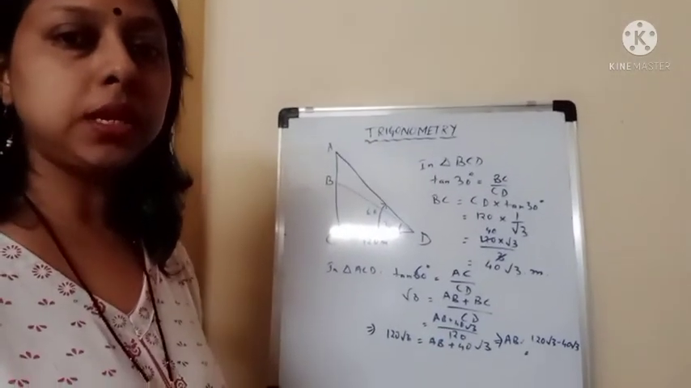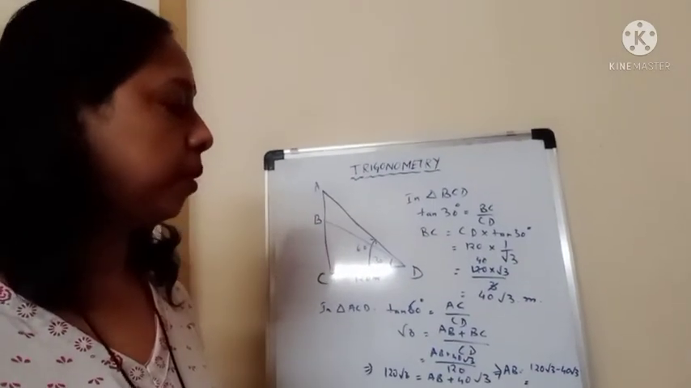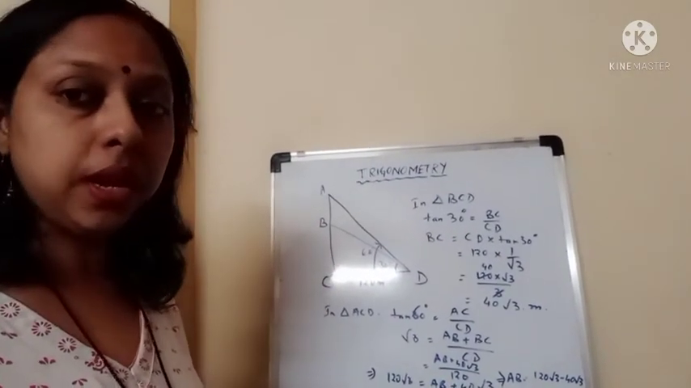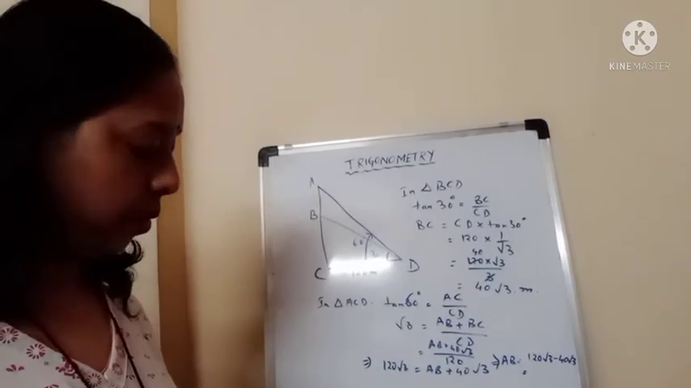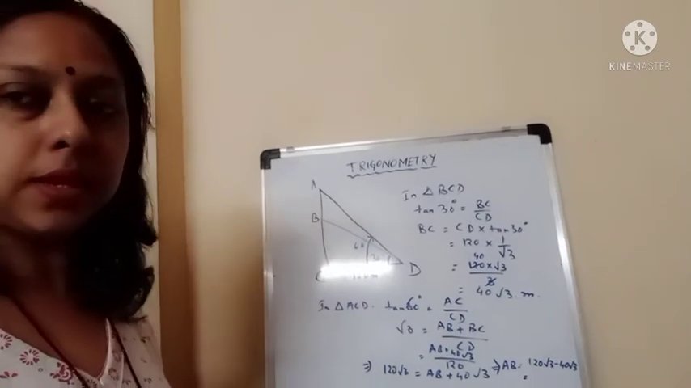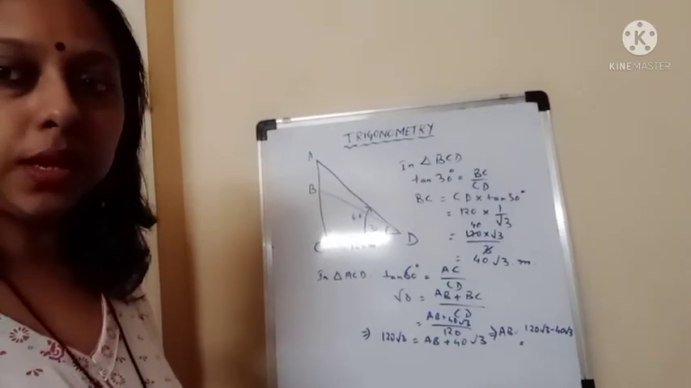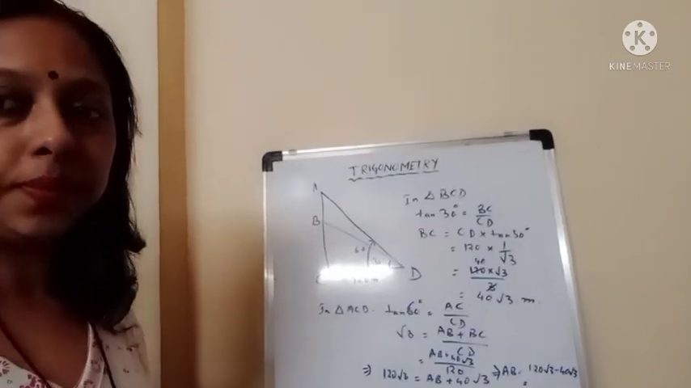So now you can easily do the calculations. 120 minus 40 is 80 √3. So 80 into √3, that is 80 into 1.732, is coming out to be 136.56 meter. So calculate the answer and let me know what answer you are getting.